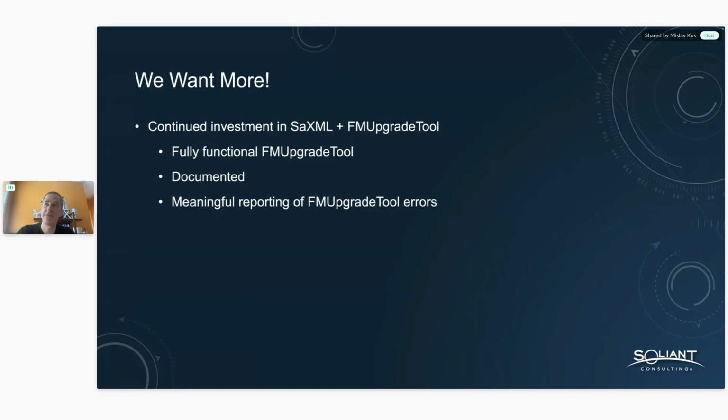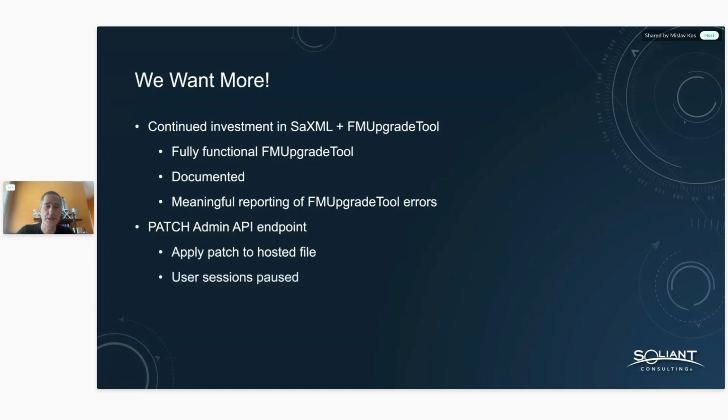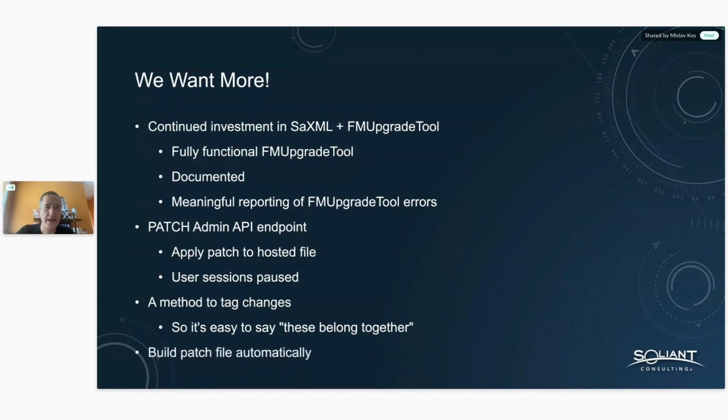We would like to have that admin API endpoint so that we can apply patches to hosted files, and so it can be done in a way that doesn't disconnect user sessions. And then when we're deciding what to include in our patch file, we need a way to identify which changes go together. So we need a method to tag changes so that it's easy to say, hey, these things belong together. And then we need to be able to build these patch files. Building them manually is a non-starter. So we need a tool to build these for us.